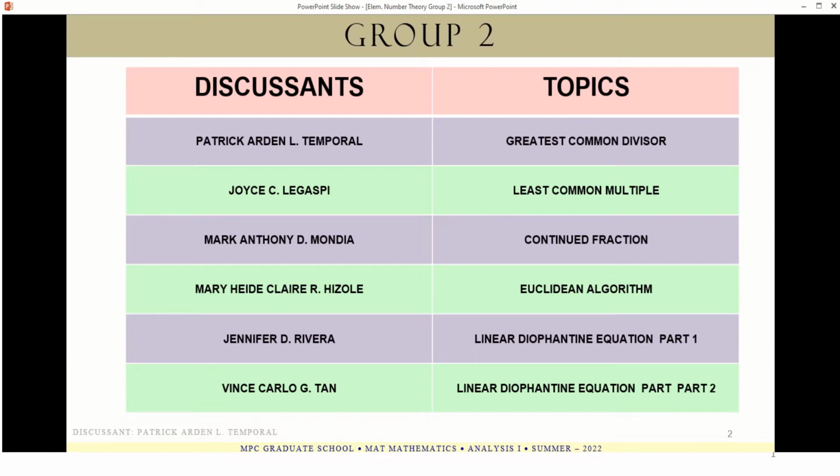The discussants: I'm Patrick Arden Temporal, and I will discuss the greatest common divisor. Joyce Legaspi will discuss least common multiple. Mark Anthony Mondia will discuss continued fraction. Mary Heidi Claire Hesole will discuss the Euclidean algorithm. Jennifer Rivera and Vince Carlo Tan will discuss the linear Diophantine equation.